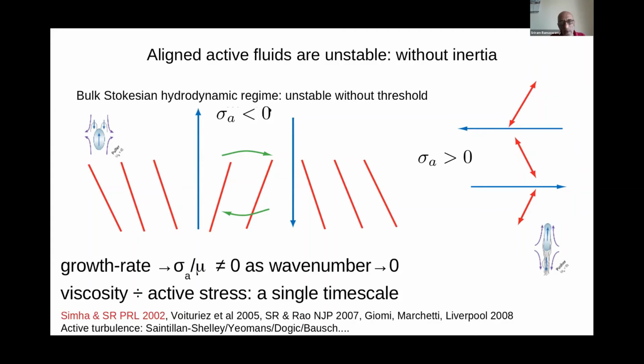Negative sign of that has to do with this type of swimmer. A positive sign has to do with this type of swimmer. These guys are always unstable in splay. These guys are always unstable in bend.